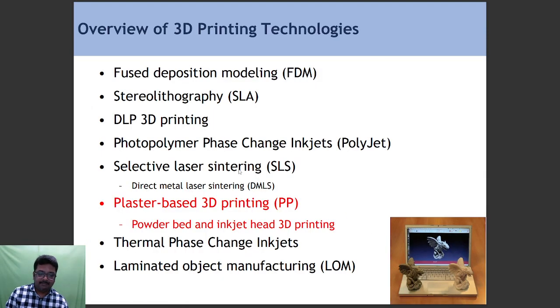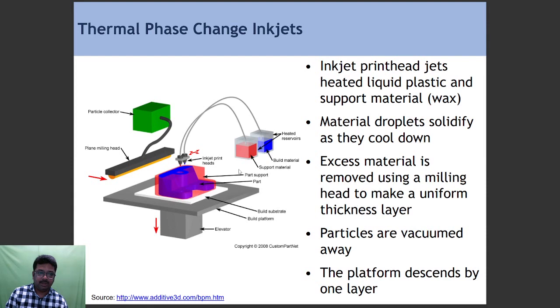The next one is thermal phase change inkjets, where we can fuse the inks, or we can have the material in liquid form. Then, just like our inkjet printers, we simply push it by injection from the reservoir. These injected colors are filled here in the mandrel.